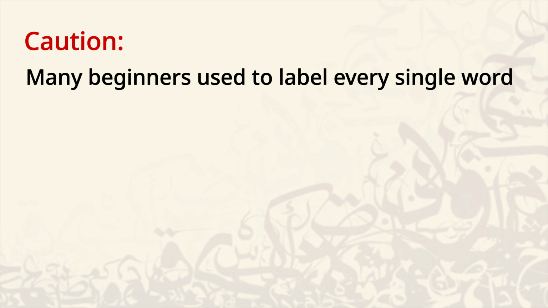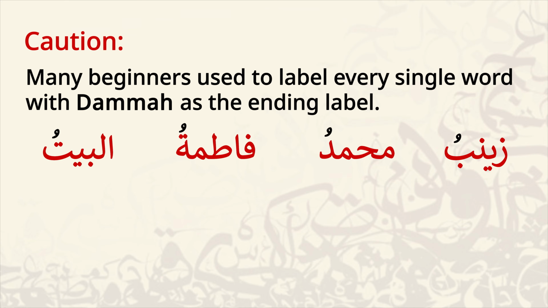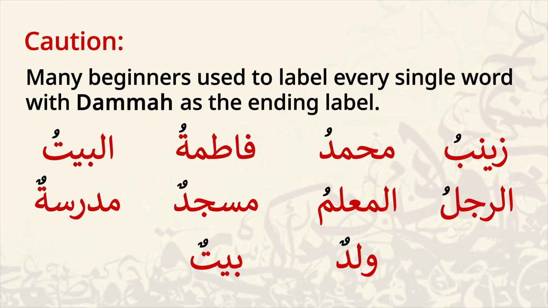Many beginners, whenever they see a single word, used to give it ضمة as a default label, like زينب, محمد, فاطمة, البيت, الرجل, المعلم. In case of an indefinite noun, they make it tanween with ضمة: مسجد, مدرسة, ولد, بيت, and so on. It becomes so serious that many non-natives spell some Arabic names together with ضمة as if ضمة is an original part of the word.